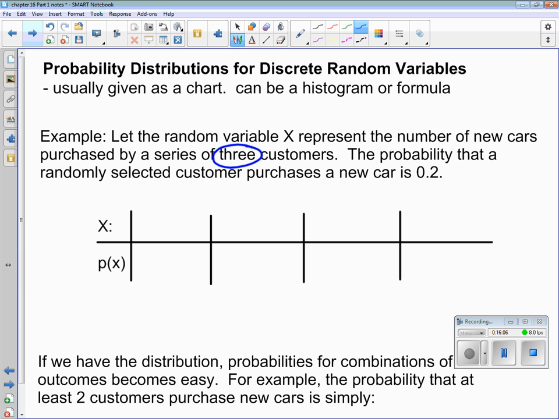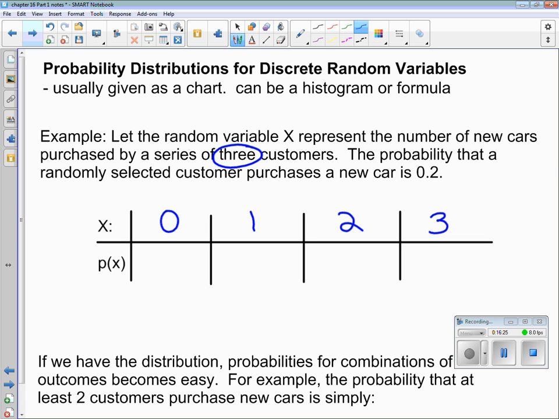Sure. So one possible outcome is that 0 cars would be purchased. What's another possible outcome? That 1 would be purchased, that 2 of the 3 people will purchase a car, or that all the people will purchase a car. So you agree that those are all the outcomes that would exist here. Okay? Now how do we come up with the probability of each of those?